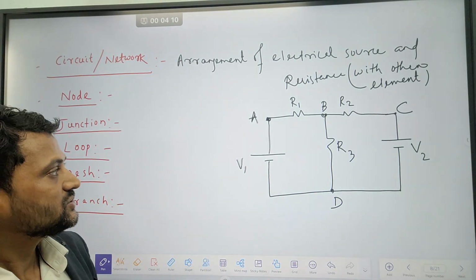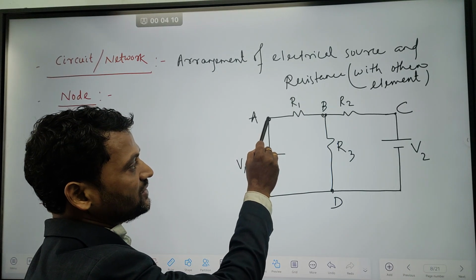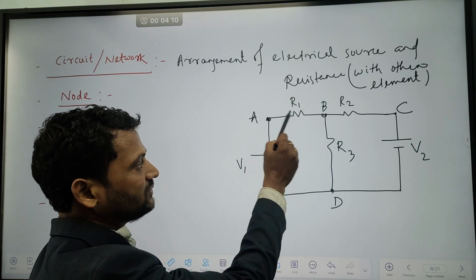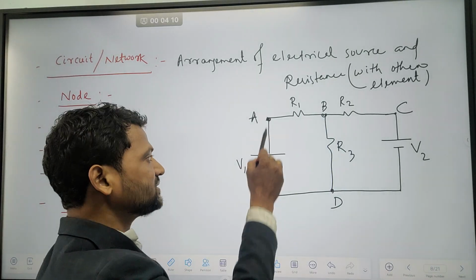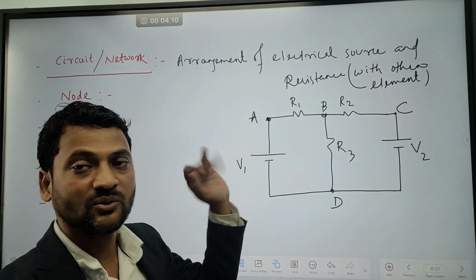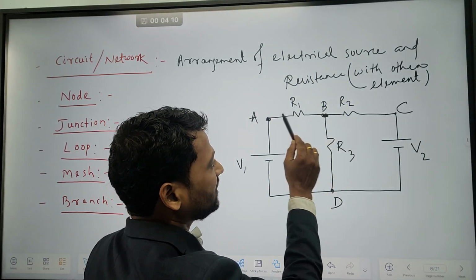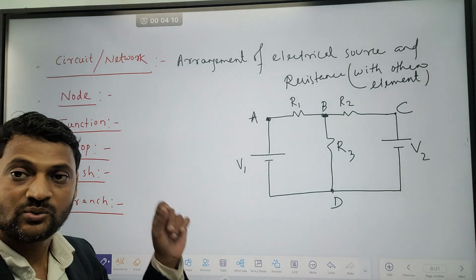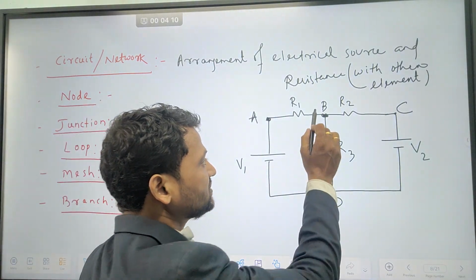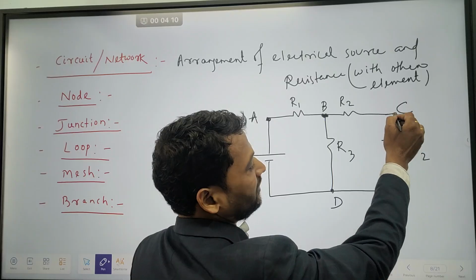So if I take the example of A, if I take this point A, how many elements are connected? One is passive element R1, second is active element V1. मतलब two elements are connected. So you can say A is a node. Done? Okay. Similarly B में देखो, there are how many elements connected? 3 elements are connected. So as per the definition, two or more than two, मतलब it is also acting as a node. And point C, look at C point.